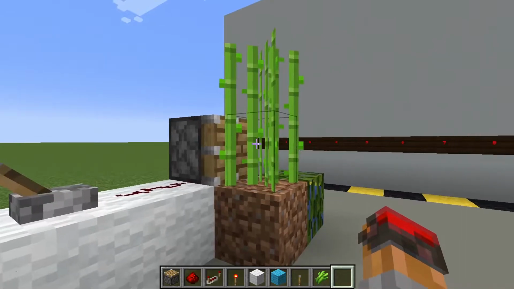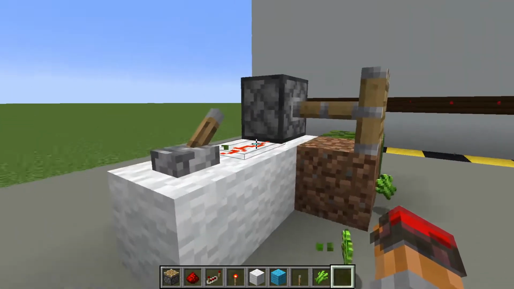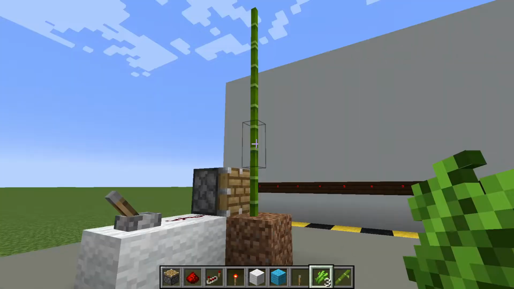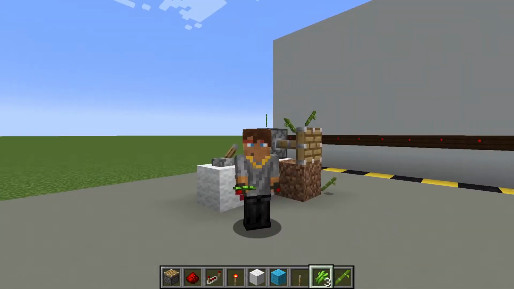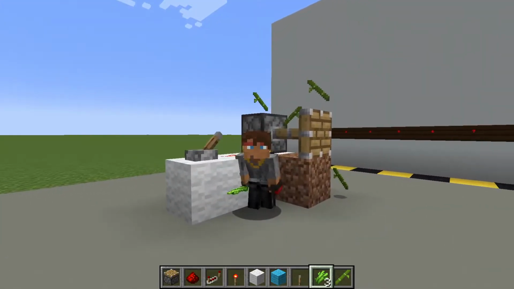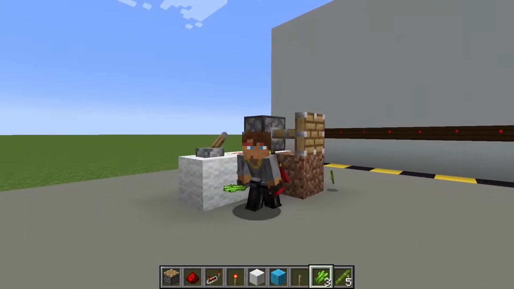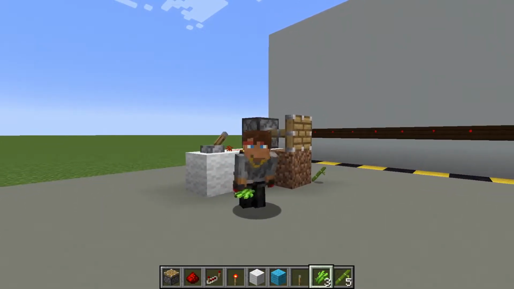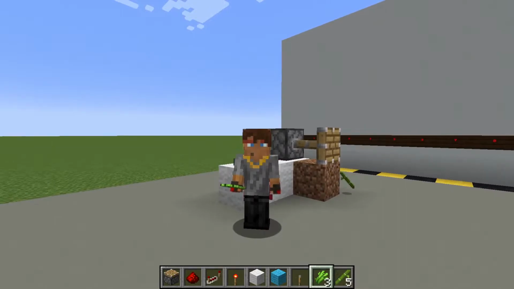Another example of one of these blocks is sugarcane. So if a piston extends into sugarcane, the sugarcane breaks. And same with bamboo. Now there's a few other blocks like this. I'm not going to go through them all. You guys get the point. When a piston extends, sometimes it pushes the block and sometimes it breaks it, depending on the type of block.